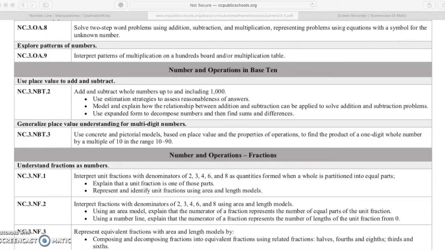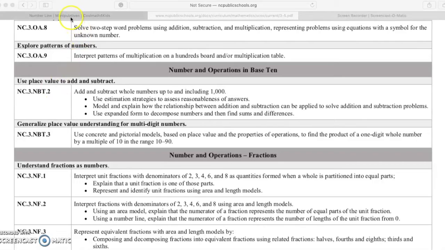So now we're going to be moving on to 3rd grade, and we are going to be looking at the standard NC.3.MBT.2. And this standard states, to add and subtract whole numbers up to and including 1,000, use estimation strategies to assess reasonableness of answers, model and explain how the relationship between addition and subtraction can be applied to solve addition and subtraction problems, and use expanded form to decompose numbers and then find sums and differences.